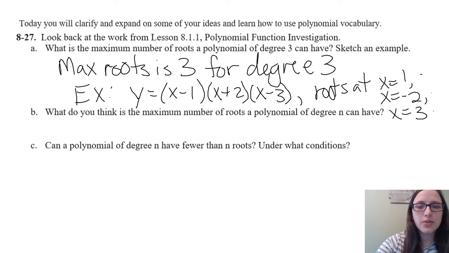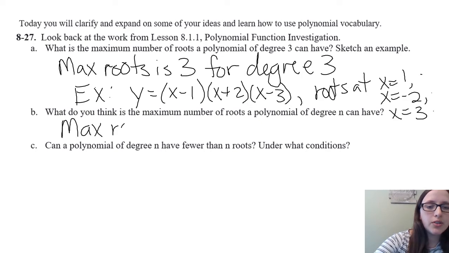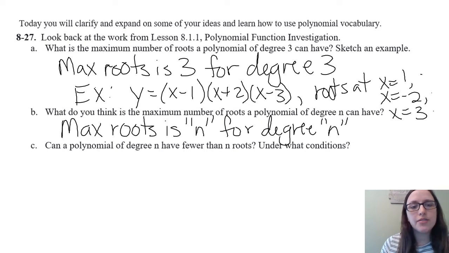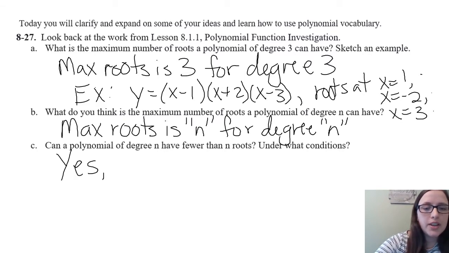What do you think is the maximum number of roots a polynomial of degree n can have? So for any number, it would be equal to that number for the degree. So the max roots is n for degree n. So no matter what number of degree we have, the maximum number of roots has to match that degree. But it could also have fewer than that many roots, under the condition, like I was saying, of double roots.